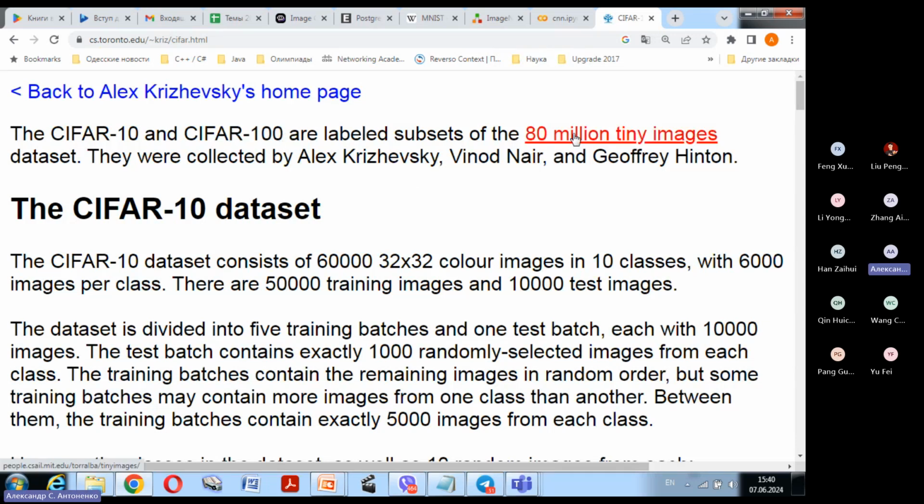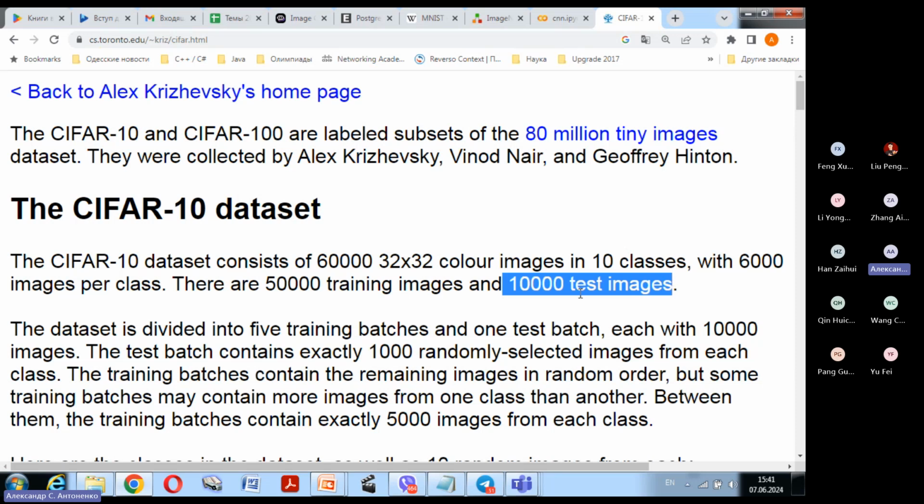It's quite a big collection, 80 million tiny images, but maybe CIFAR 100 is really bigger. CIFAR 10 is quite small because only 60,000 and very small 32 by 32 color images in only 10 classes. 6,000 images per class. So we have some training images and some test images. Training images to train our system and test images to check.